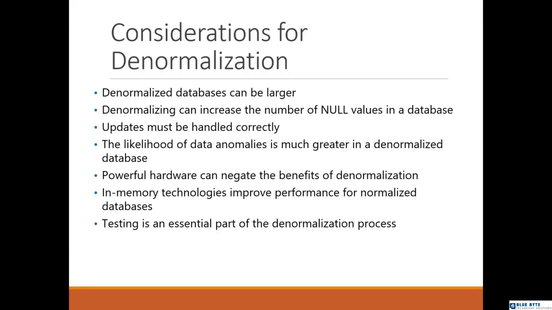Finally, a few things to take into consideration for denormalization. A denormalized database can be larger, definitely, because we may have repeated data, tables, etc. It can increase the number of null values, because as we explained, in some columns you might have no value at all. Updates must be handled correctly. The likelihood of data anomalies is much greater in a denormalized database. Powerful hardware can negate the benefit of denormalization. In-memory technologies improve performance for a normalized database, and final testing is an essential part of the denormalization process.